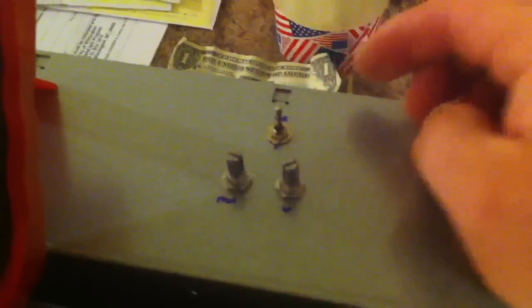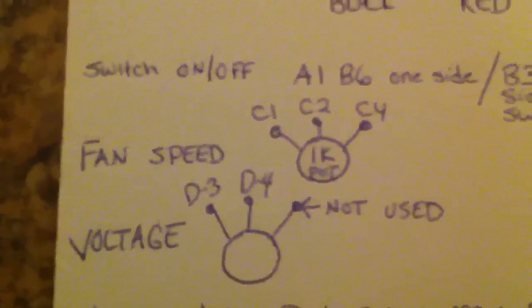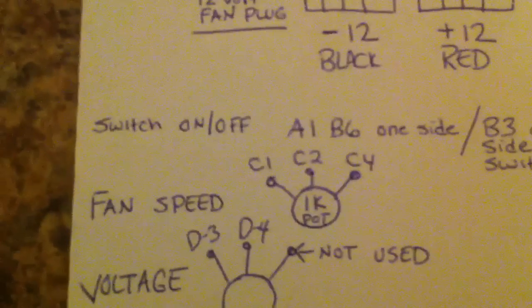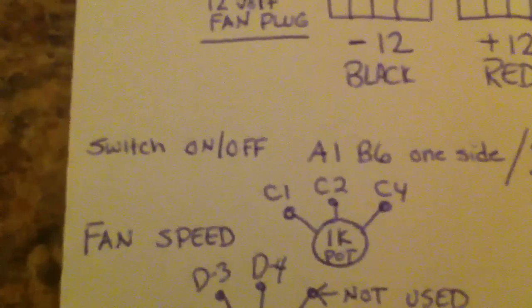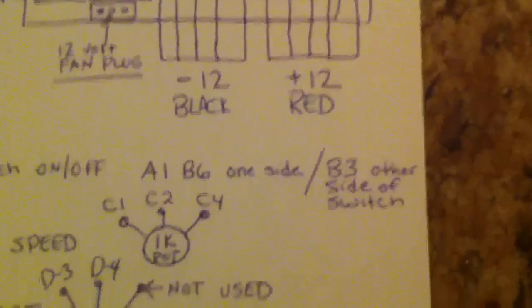If you want adjustable fan speed, then you take pins C1, C2, and C4 and put them on a 1K pot. That's all you gotta do.